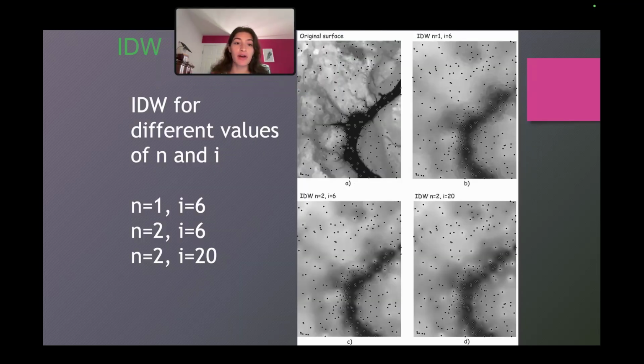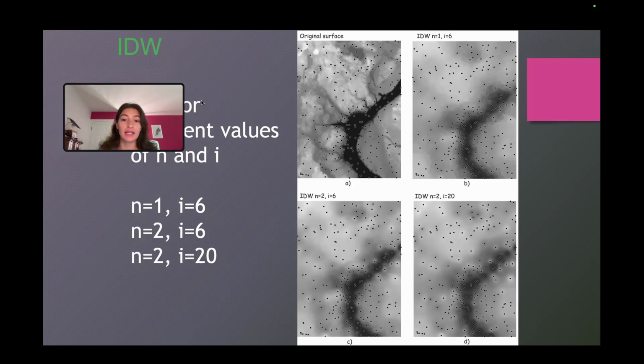This is another example of IDW for different values of n and I. Our original surface is in the top left corner, and then we have variations of n and I that increase: either n equals 1, I equals 6 up here in B, or n equals 2, I equals 6 down here in C. You can see even just between the two of those how that visual changes. And then especially when n is equal to 2 and I is equal to 20, how different that is, even just from C and B.